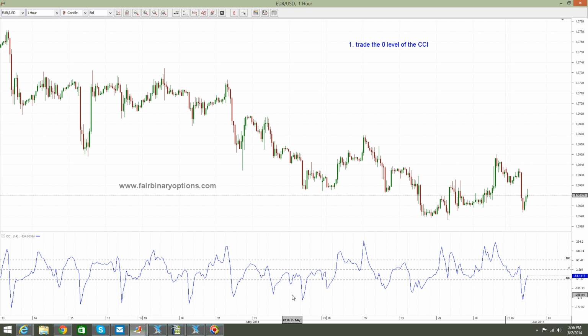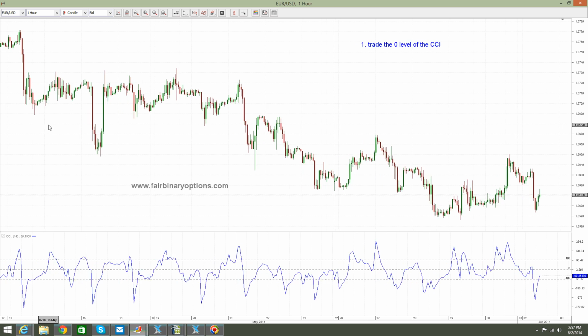Trading the zero level means to trade with the CCI in the direction that the market goes, taking into account the time frame or the expiration that you have, and the time frame in which the zero level is being crossed. We should engage in buying call and put options.